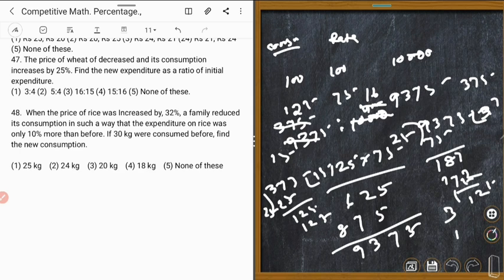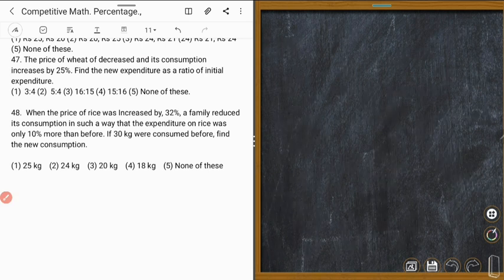Could you understand? So find the new expenditure as a ratio. What is the new expenditure? This one is the new expenditure. Old expenditure is this one. This is 15. Ratio is 15 is to 16. Which is the correct answer? Number 4 is the correct answer.